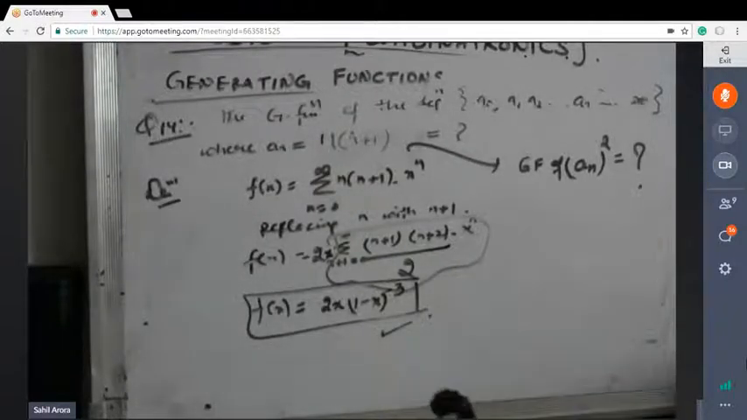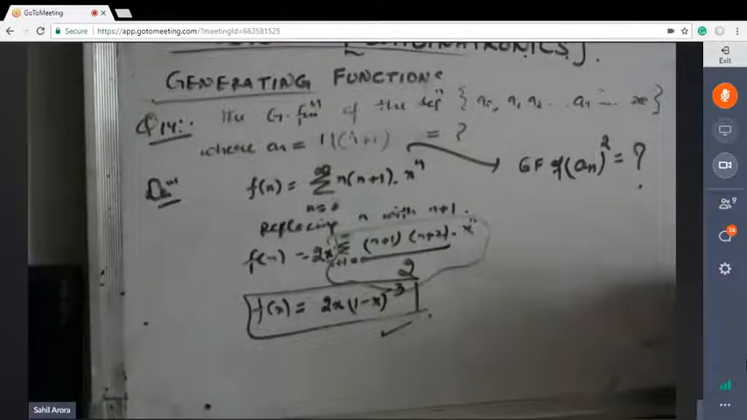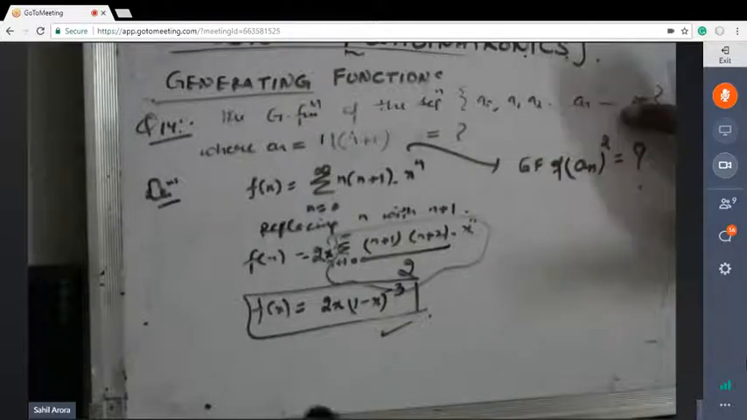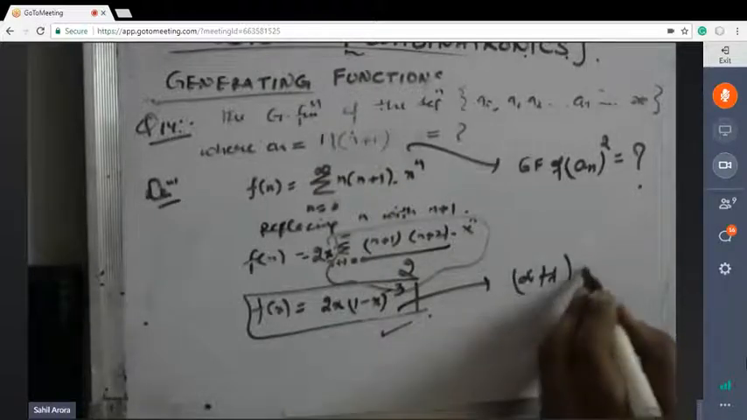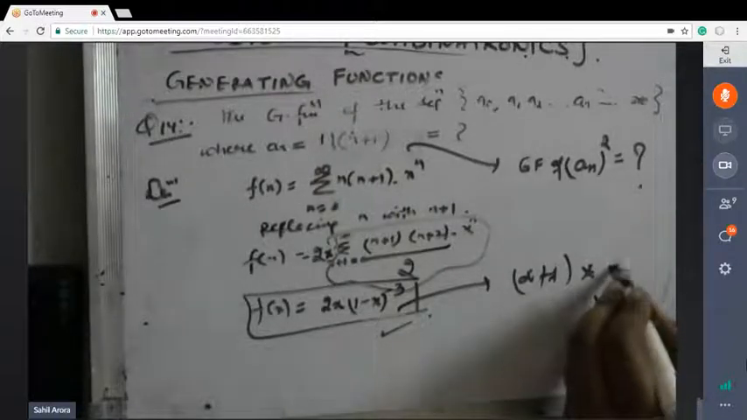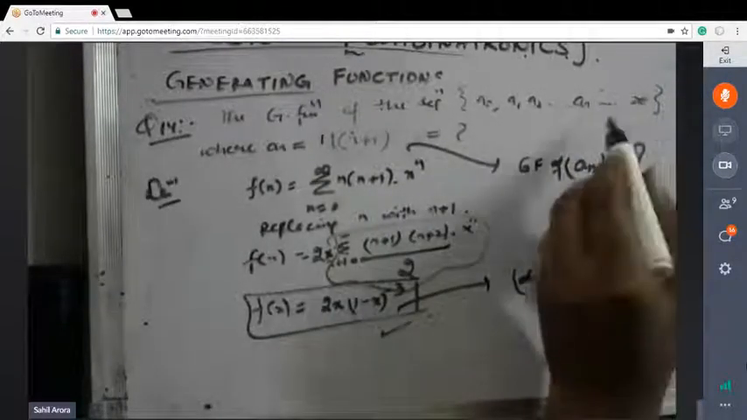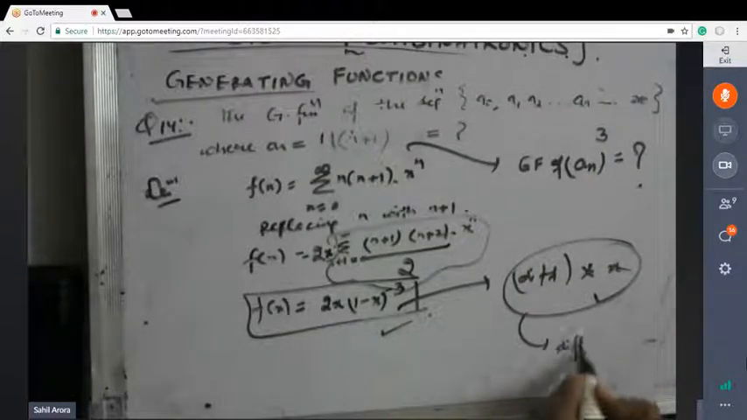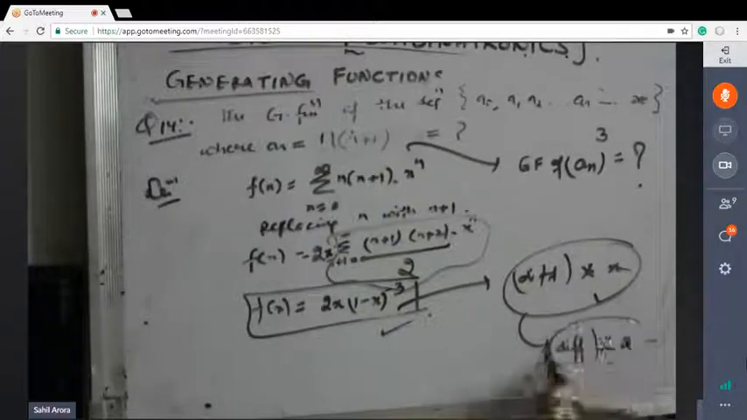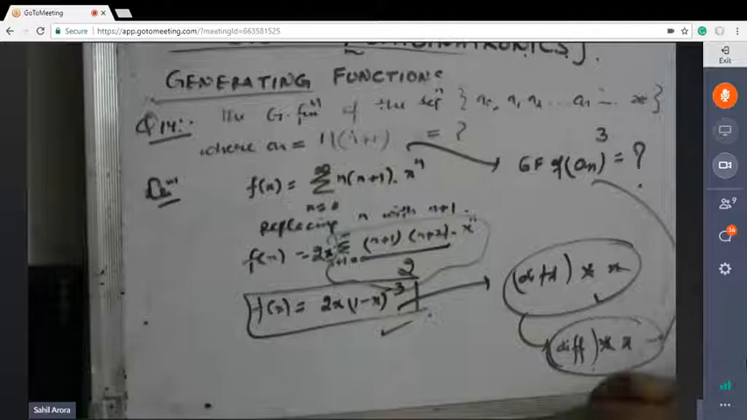Okay. So the next thing is, we need to find the generating function of a of n whole square. Everybody should know that to do this, we need to take this answer, differentiate it, and after differentiating, multiply with x. That would be the answer for our question, right? And if I need to find the generating function of a cube, then I need to take this answer, differentiate it again, and multiply with x. So that would become the answer for this question. Now I think it is clear.